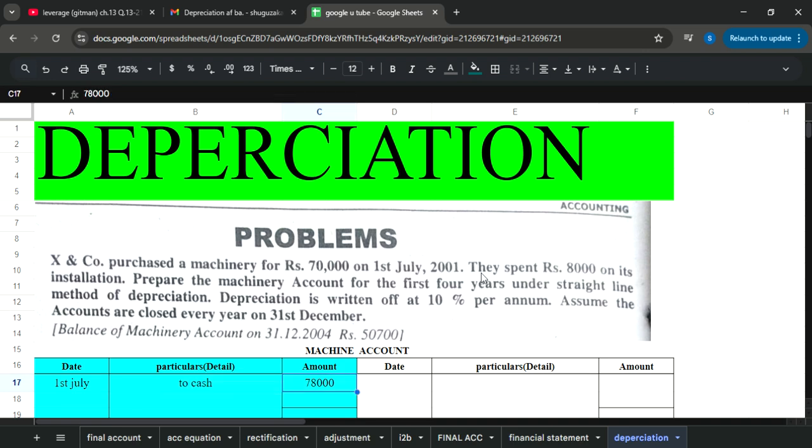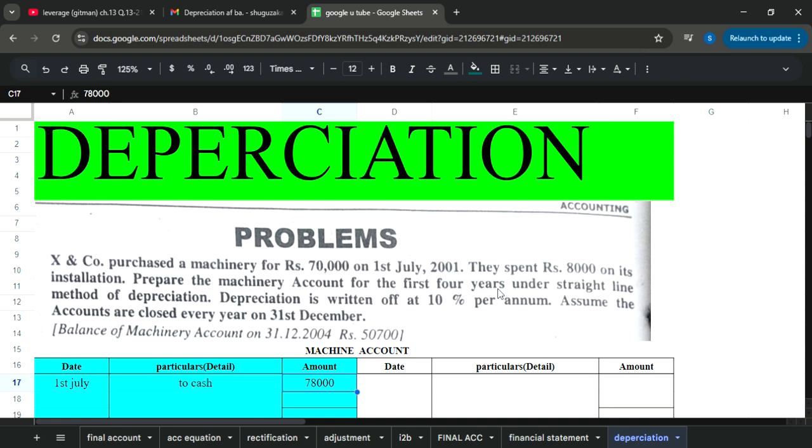What have you understood? You have bought a machine. Machine increased. Increase in machine should be debit. So you have mentioned it on the debit side. And what is it? It is detail. Whatever is written on the opposite side of the journal entry, you will mention over here.